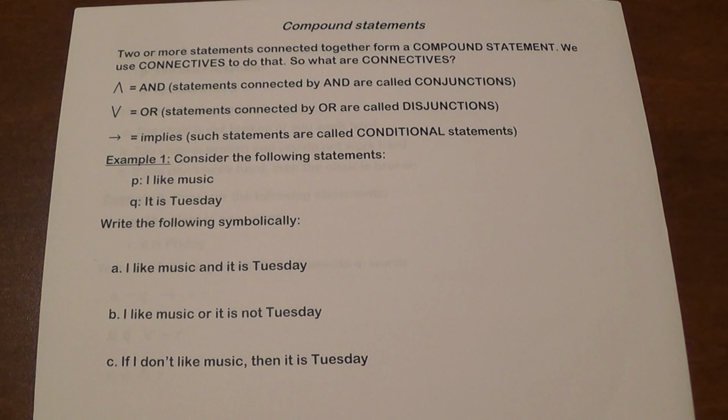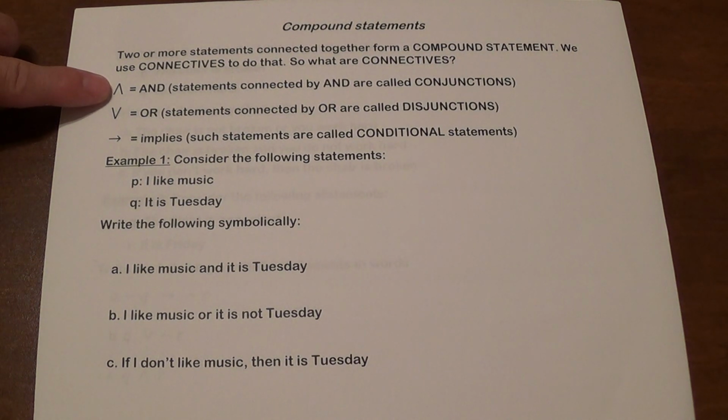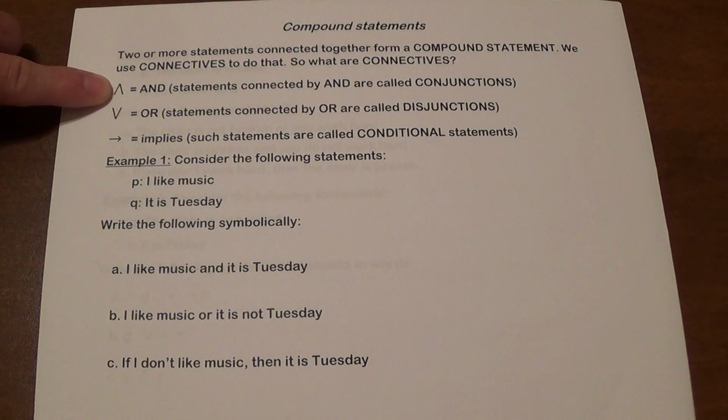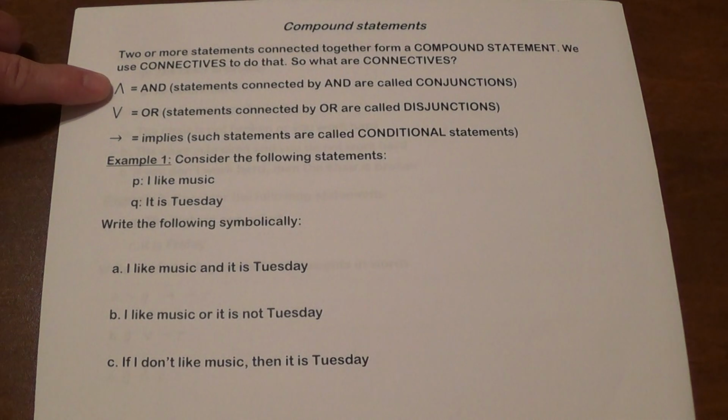Hi, we're going to talk about compound statements. When you take two simple statements and put them together, you get a compound statement. There are connectives that we use. So there's this one that we call AND. When you join two statements with AND, you call those conjunctions.